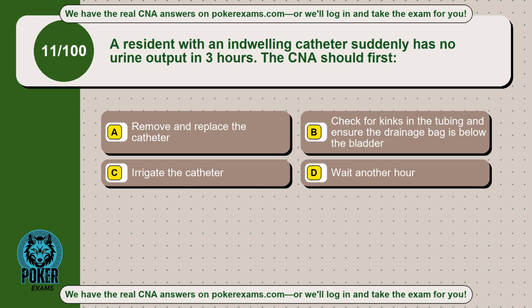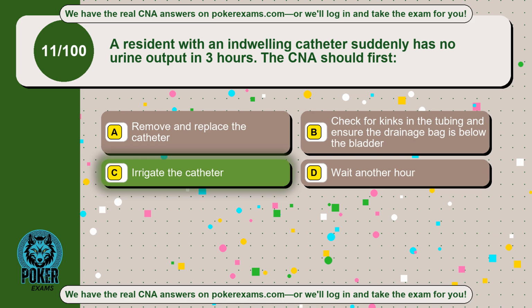Question 11. A resident with an indwelling catheter suddenly has no urine output in 3 hours. The CNA should first: Option A. Remove and replace the catheter. Option B. Check for kinks in the tubing and ensure the drainage bag is below the bladder. Option C. Irrigate the catheter. Option D. Wait another hour.